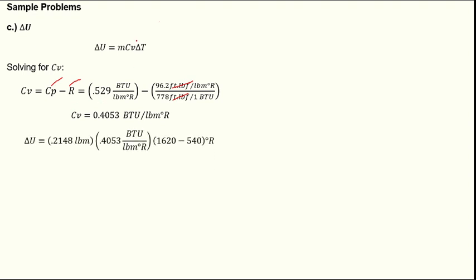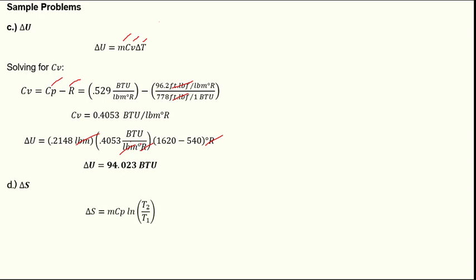So, meron ka ng Cv, meron ka ng mass, meron ka ng delta T, direct sub na lang. Therefore, delta U is equal to 0.2148 pound mass times Cv natin, yun yung nakuha natin, 0.4053 BTU per pound mass degree Rankine. Then, temperature difference, 1620 minus 540 degree Rankine. So, cancel yung degree Rankine, cancel yung pound mass. Titira dyan, 94.023 BTU.